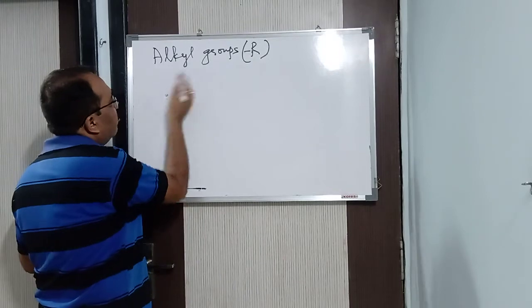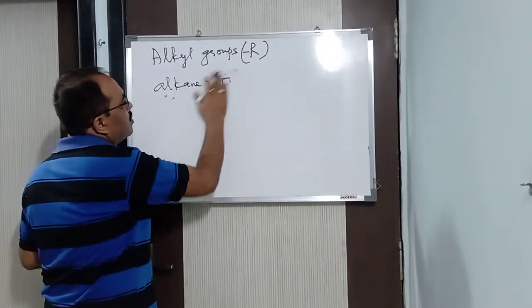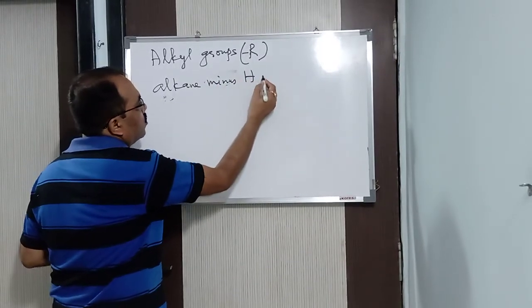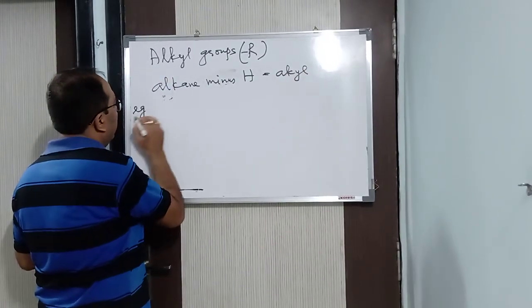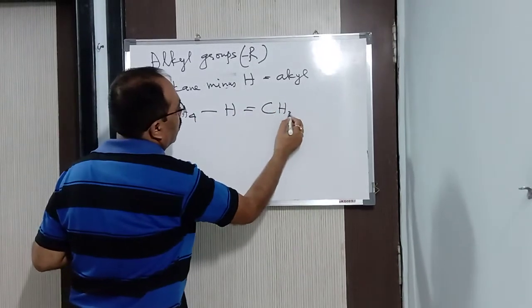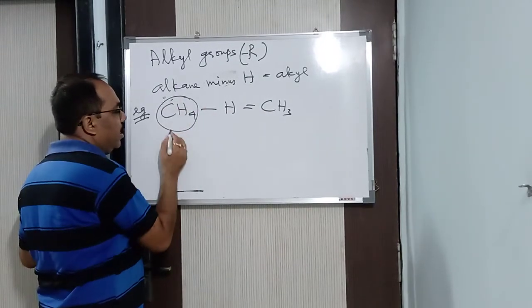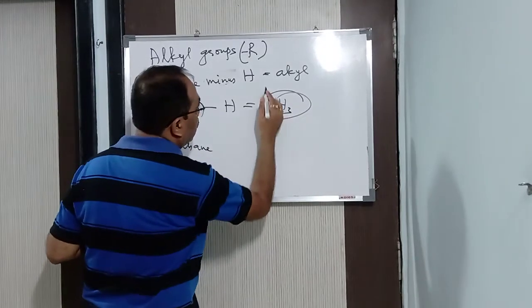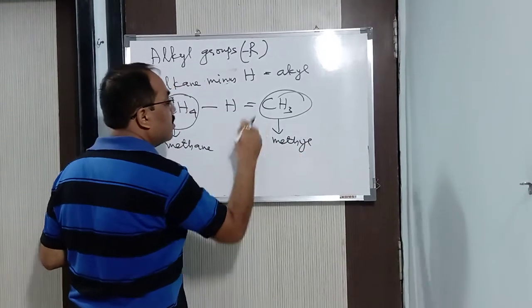Now, how will you get alkyl groups? Alkane minus hydrogen. Now this is minus, understood? Let me write here. Alkane minus hydrogen is known as alkyl. Example: CH4 minus hydrogen is what? CH3. CH4, what is the name? Methane. Minus hydrogen, what will you get? Alkyl. So what is that? Methyl. From methane it is methyl.